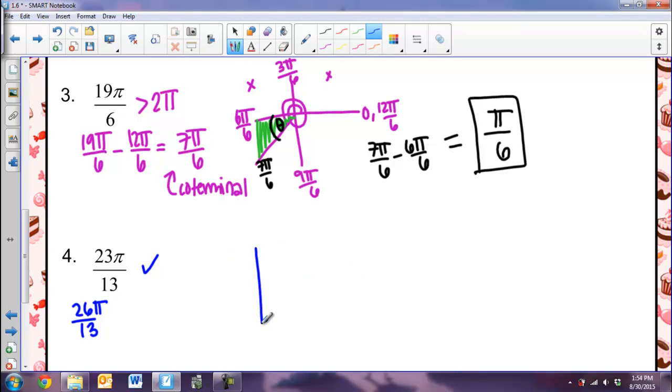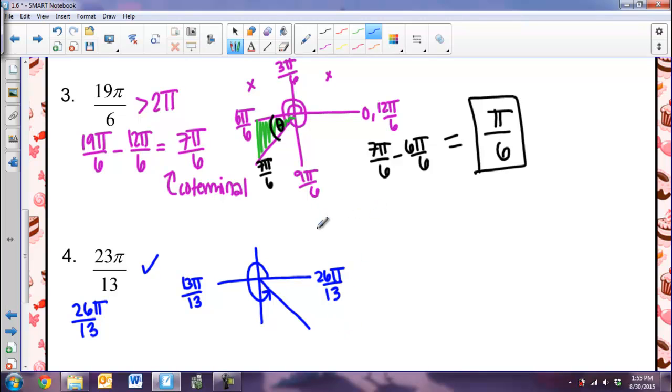So we can say, well, I just said that 2 pi is 26 pi over 13. Again, just times the denominator by 2. Then that means that 1 pi is 13 pi over 13. And you can find that middle one if you would like. So when I look at this, I ask myself, is 23 closer to 13 or to 26? Closer to 26, so that means this guy is over here. And again, we went around this direction to figure out that angle.